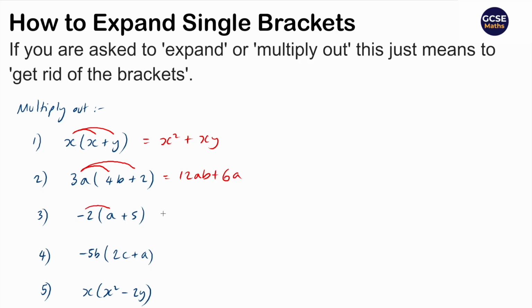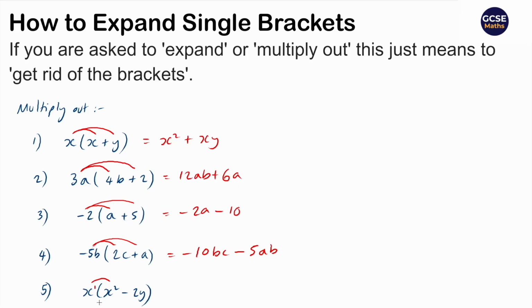Signs, minus times a positive is a minus. 2a. Doing the outside, signs, minus times a positive is a minus, 2 times 5 is 10. That's it, leave it like that. Signs, again a negative, 5 times 2 is 10, b times c is just bc. Do the signs first, a minus times a positive is a negative, 5ab.